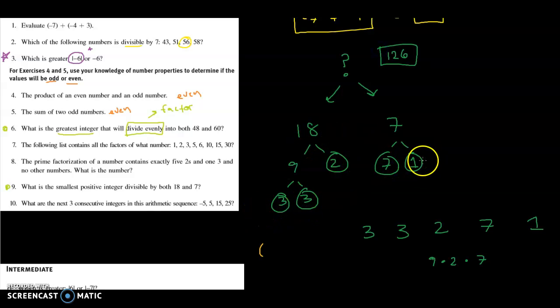Now, that would be the smallest number that could be divided by both 18 and 7, because those are all the factors. It's the smallest because we didn't include any other factor, right? We had 3 times 3 times 2 times 7 times 1, and that was it. As opposed to, I could add another 2 in there, or a 5, or a 7, or whatever it might be, and that would make this number larger.